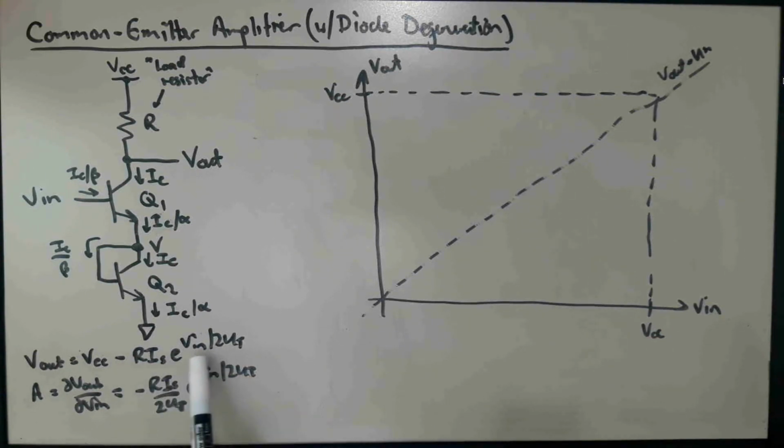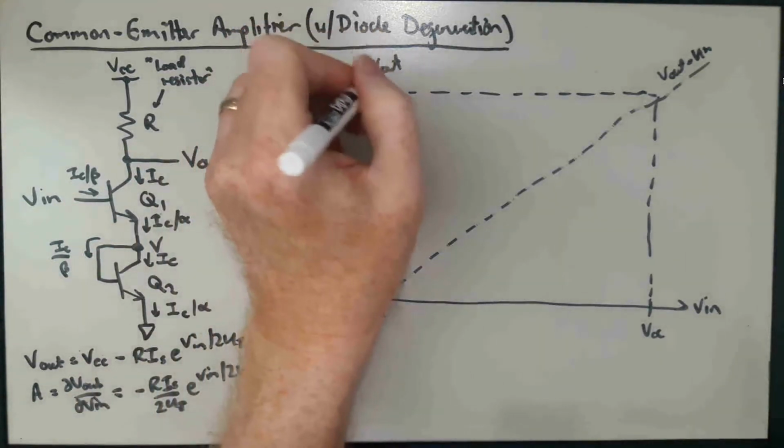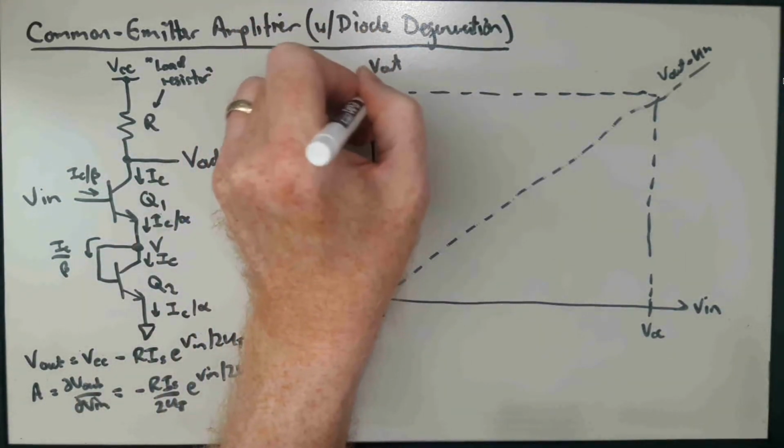E to the something like 0 will be 1. So we're going to have very, very small voltage drop across our load resistor, and we're going to just be up at VCC. And that's going to persist for a while. So the characteristic is going to be very flat up here, very close to VCC.